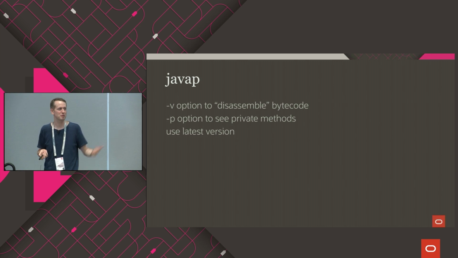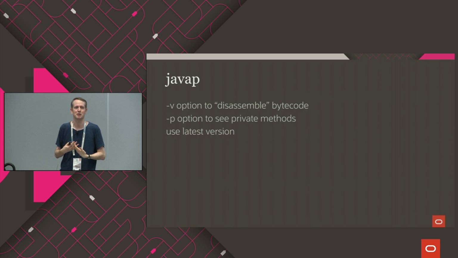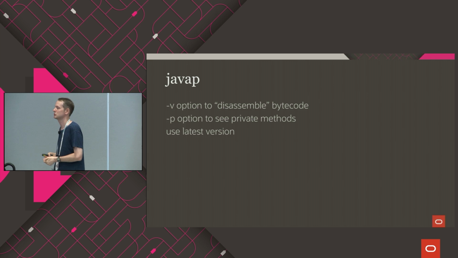For using javap, how many people here have used javap to look at a class? Okay, a good chunk of people. So javap, if you haven't used it before, just a few really quick tips. This is basically like a disassembler for a class file, and it's going to give you output that will show you what the bytecode looks like, basically the assembler version of bytecode.